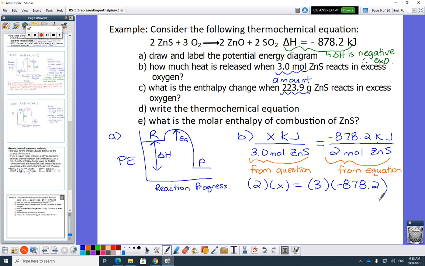We should keep the negative, right? Because that implies a release of energy. Before you even do the answer, think about the logic in it. Is 3 bigger than 2? Yes. So your answer should be bigger than this. If you get a smaller answer, then you've done something wrong.